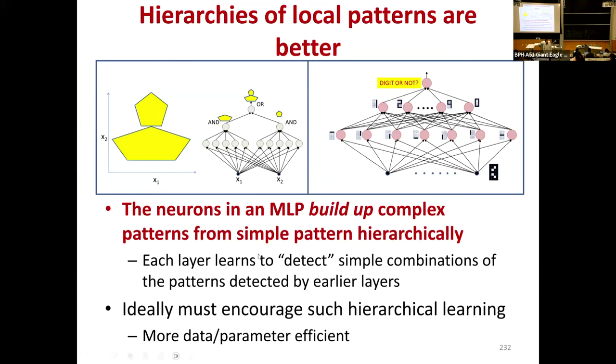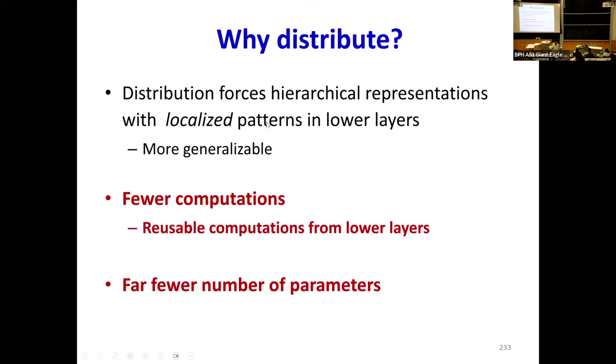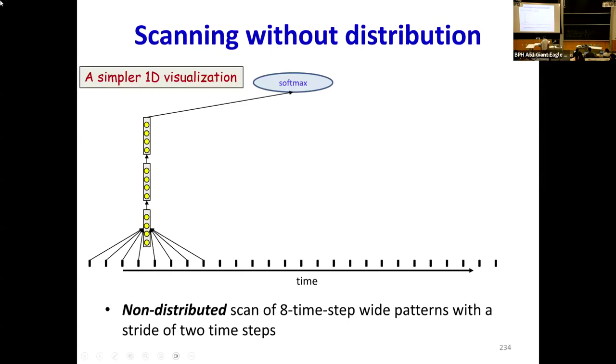This distributed representation of the patterns makes things a lot more generalizable. You can let each layer focus on smaller and smaller things and specialize, giving it a better ability to specialize. The other thing which makes this distribution really useful is that we're going to use fewer computations and fewer parameters. To understand how, let's go back and look at the simple network.